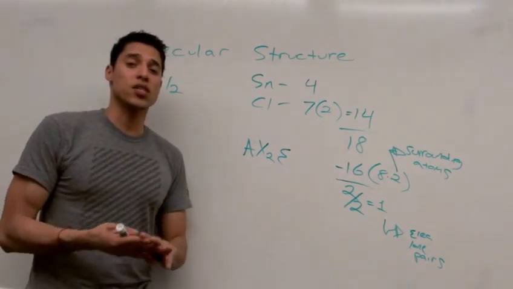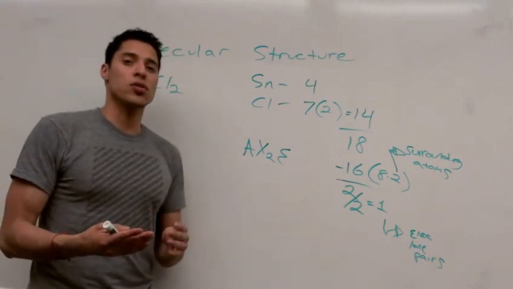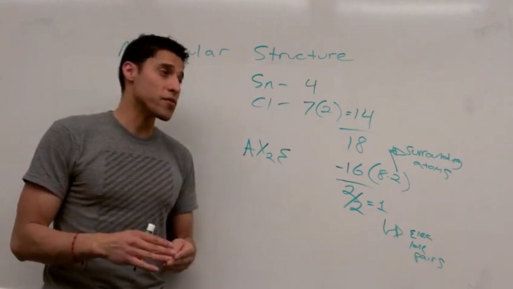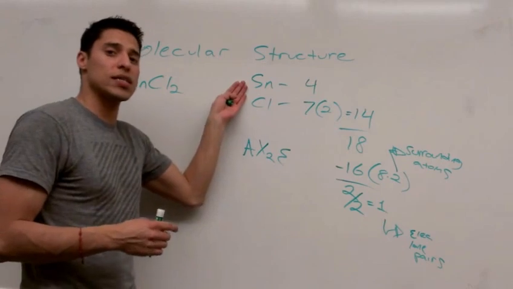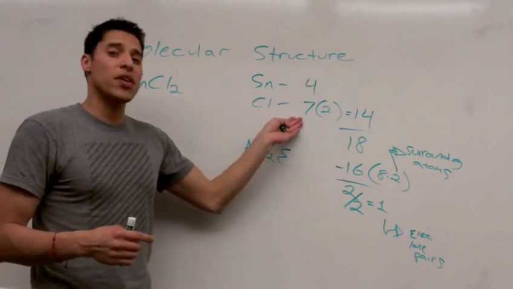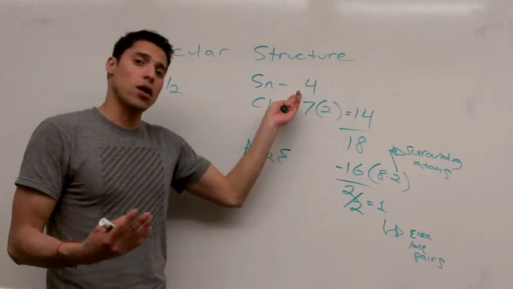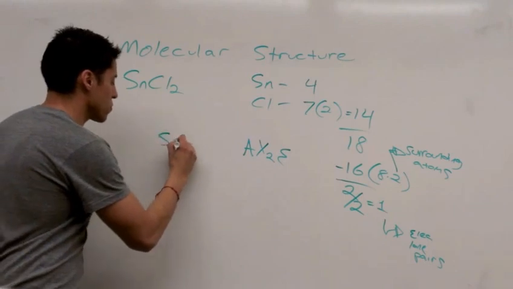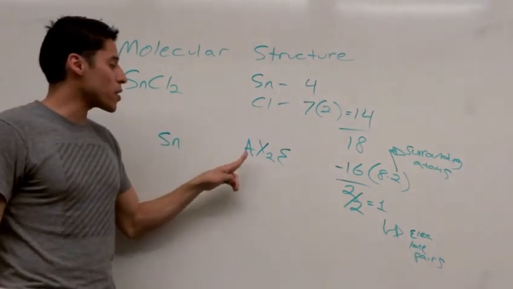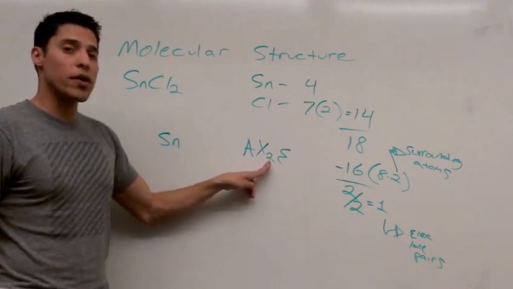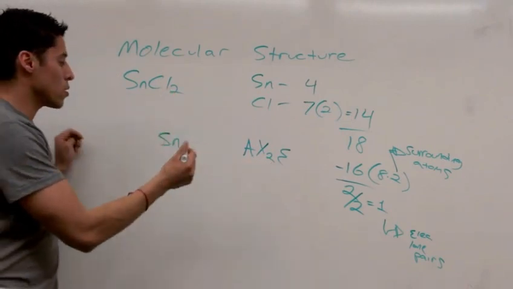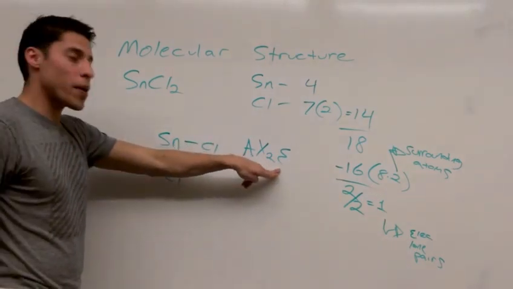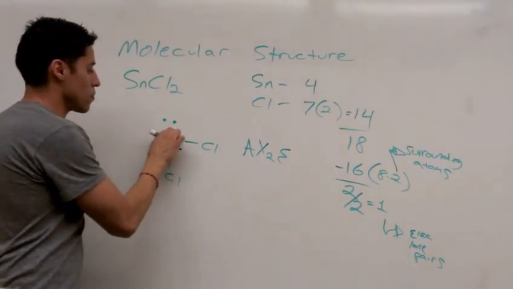Step 2, we're going to determine the central atom. Now the central atom is either the atom with the lower group number, smaller group number, or the one that's least electronegative. So if we look at tin, for example, tin is in the 4A group versus chlorine in the 7A group. 4 is obviously lower than 7, so tin is going to be our central atom. Okay, so we have our central atom, the A. Now we're going to have 2 surrounding atoms. In this case, they're both chlorine. So we're going to have our 2 surrounding atoms, chlorine, and 1 electron lone pair. There's our electron lone pair.